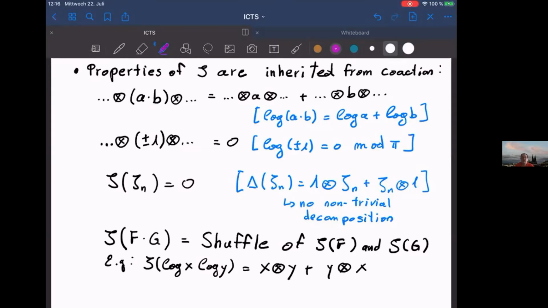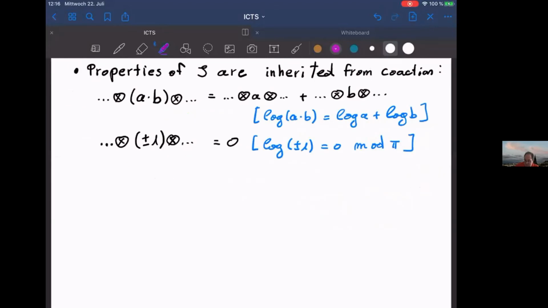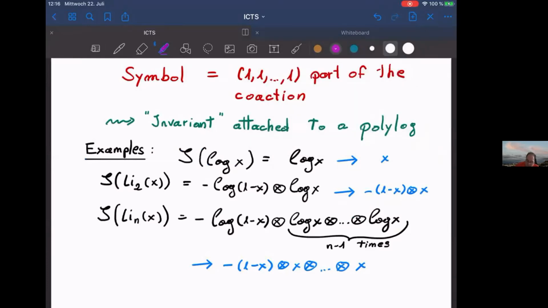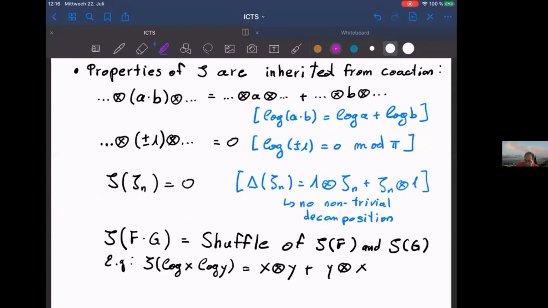So the symbol map is linear, S is linear. But what happens if you have a product of objects? Well, it turns out that what you get is the shuffle product of the symbols. For example, the symbol of log x times log y. The symbol of log x is x, and the symbol of log y is y. So what is the symbol of log x times log y? Well, it is the shuffle of the symbols. And the shuffle of x and y is xy plus yx.